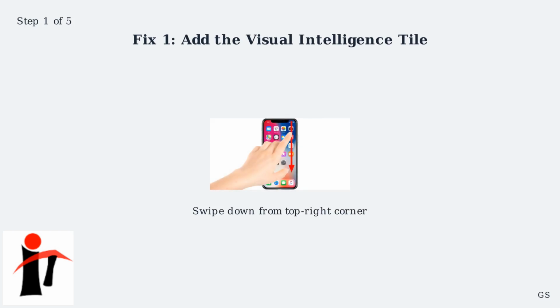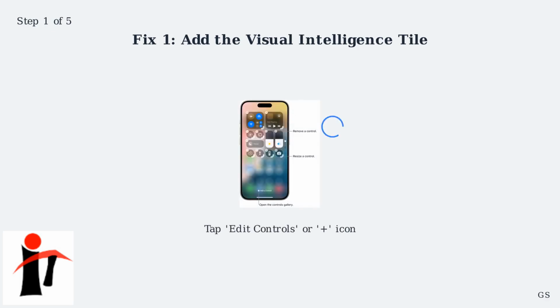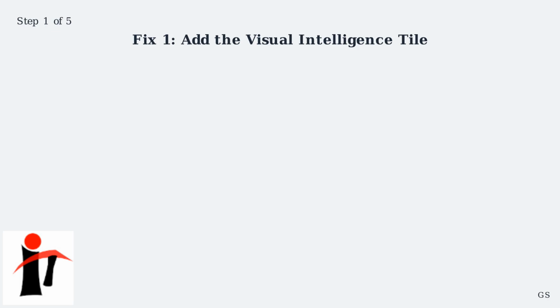This guide assumes you're running iOS 18 or later. First, let's make sure the visual intelligence tile is actually added to your control center. Swipe down from the top right corner of your iPhone screen to open the control center. Once the control center opens, tap the Edit Controls button or the plus icon to enter editing mode.